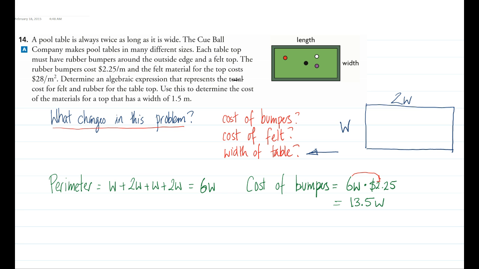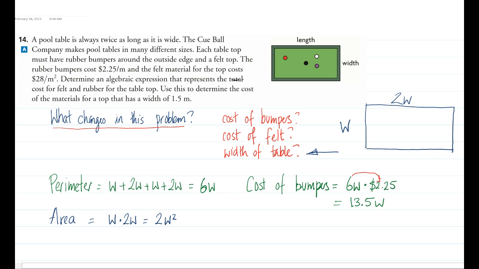Then we've got to consider the felt, and the felt goes on the surface of the table here. So to find out how much felt we need, we're going to have to figure out the area, not the perimeter. The pool table is a rectangle, so area is length times width, so it would be W multiplied by 2W, which is 2W squared.